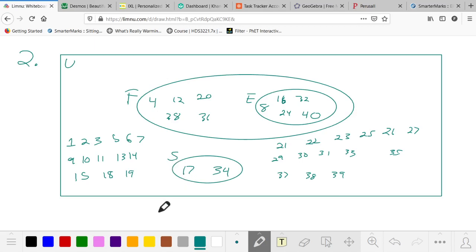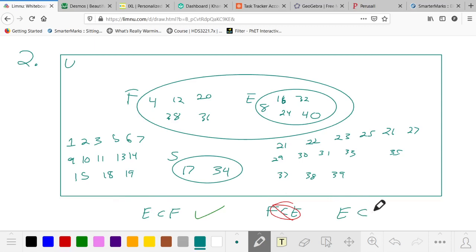Is each statement true or false? Is E a subset of F? Yes, it is. That's true. So, is F a subset of E? No, that is false, because there are elements in F that are not a part of E. E is a subset of F because every element of E is an element of F.